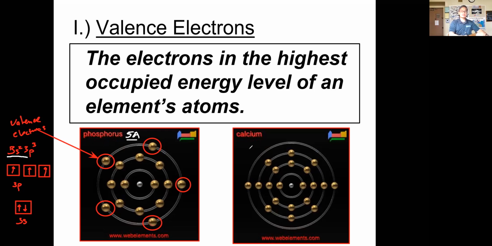So let's go ahead and take a look at calcium. Calcium has 2 valence electrons here. So you have 1 and 2 here. And with that said, these are found, calcium, these valence electrons here. Let me go ahead and do this here. You got 1, 2, 3, 4.